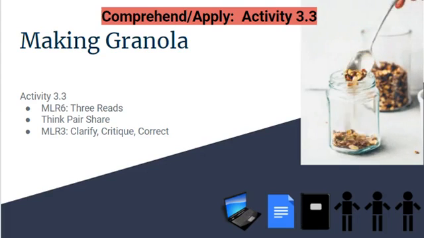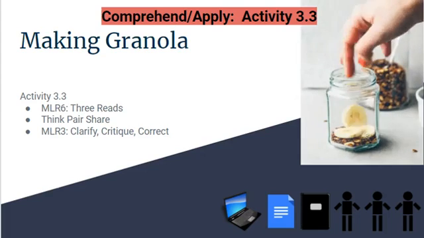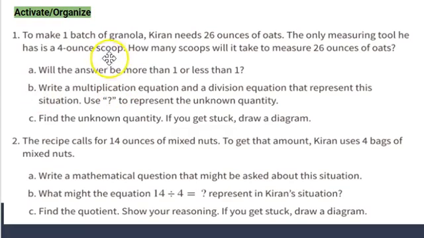Okay, one more thing. Let's talk about some granola. To make one batch of granola, Kieran needs 26 ounces of oats. The only measuring tool he has is a 4-ounce scoop. So he went home and cried because he had to math. No, that's not what it says. How many scoops will it take to measure 26 ounces of oats?